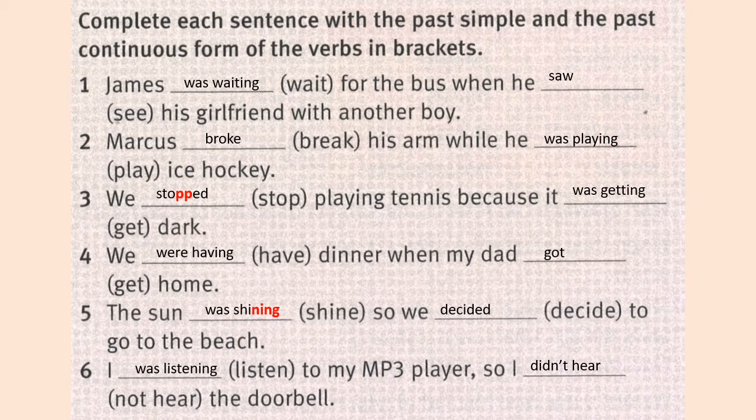Be careful to double the final consonant in verbs like stop, for example, and in other verbs which you'll see in the next slide. The verb shine, its -ing form is written without the final vowel, so the e is dropped and the -ing form is written with only -ing, shining. Sentence number 3, we stopped playing tennis because it was getting dark. We were having dinner when my dad got home. The sun was shining, so we decided to go to the beach. I was listening to my MP3 player, so I didn't hear the doorbell.